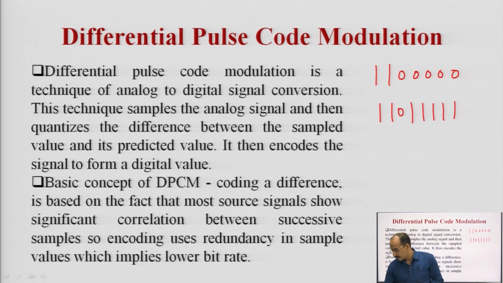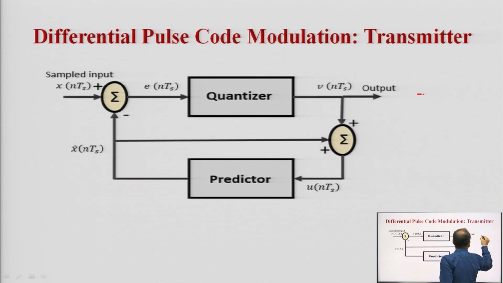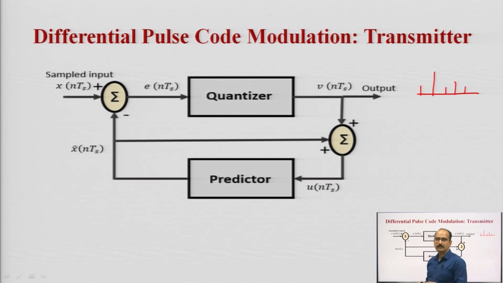Here you are getting this redundant information and you want to overcome this problem. To overcome it, you have this differential pulse code modulation system. What are you doing here? In this system, you are comparing the present signal with the previous one, and after comparing you will get an error signal, and now you perform the quantization on that error signal.